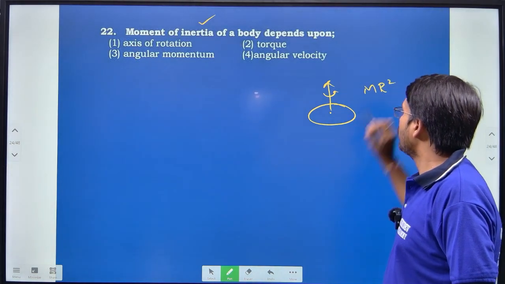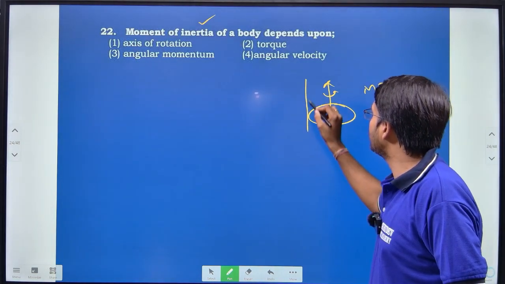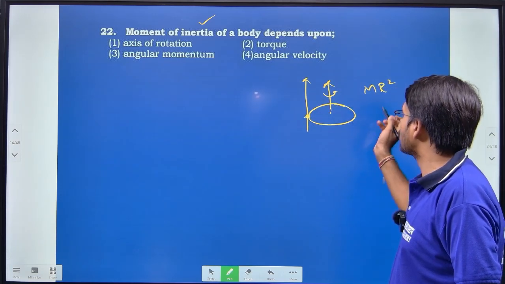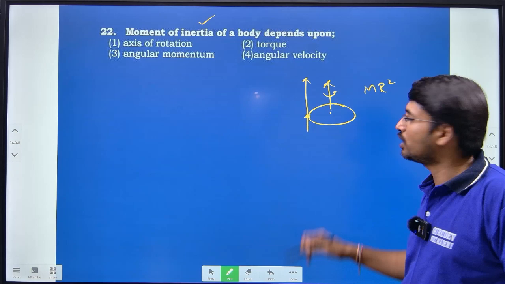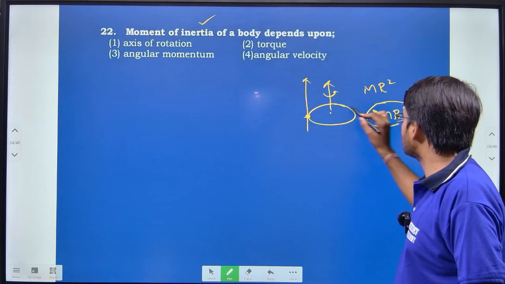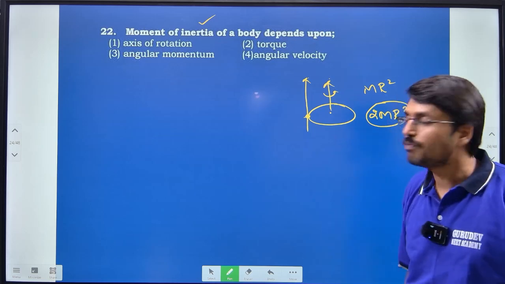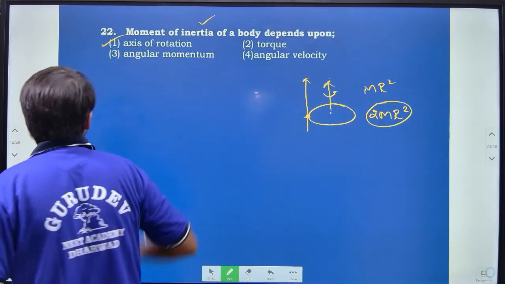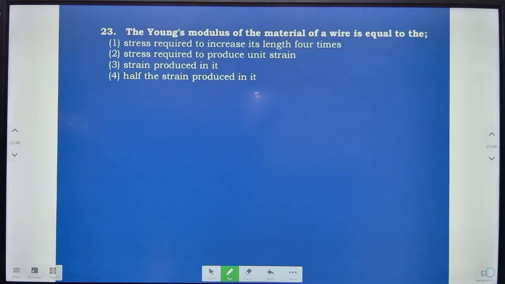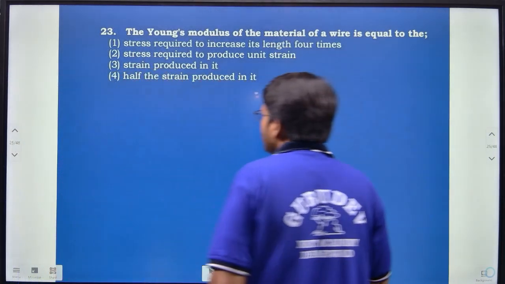It is mr square. And if the axis is parallel to this, then what do you write? We write it as mr square plus mr square, so therefore it becomes 2 mr square in this case. So the moment of inertia value changes according to the change in the axis of rotation. Therefore the first one is actually the right answer. I hope it is very clear. So very simple one, right? Another very simple question.